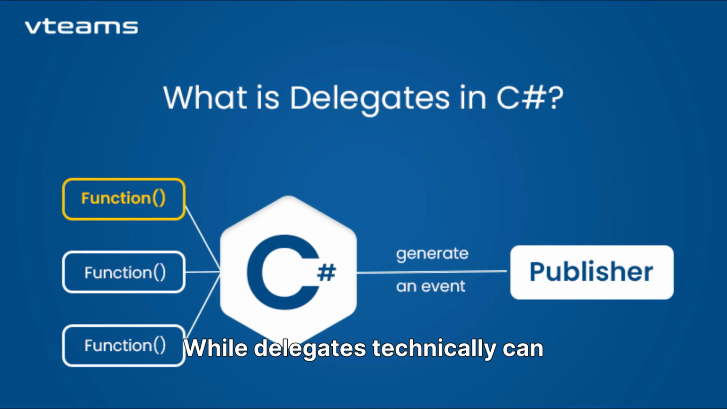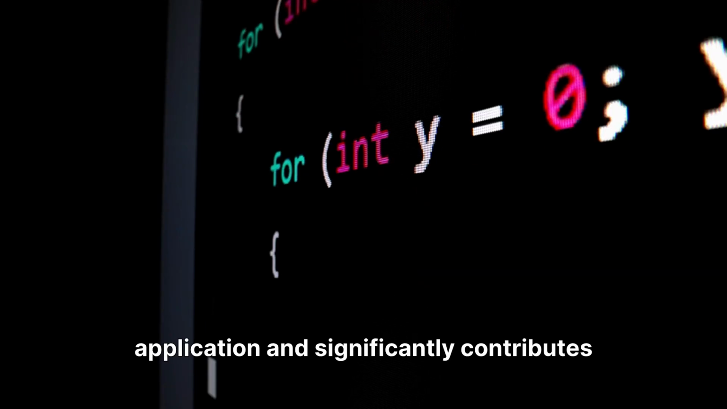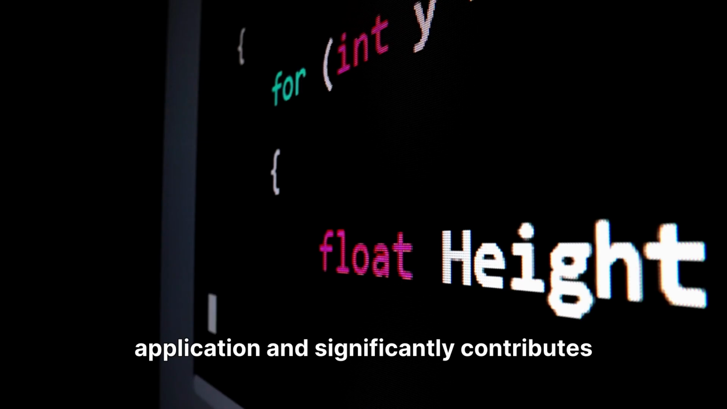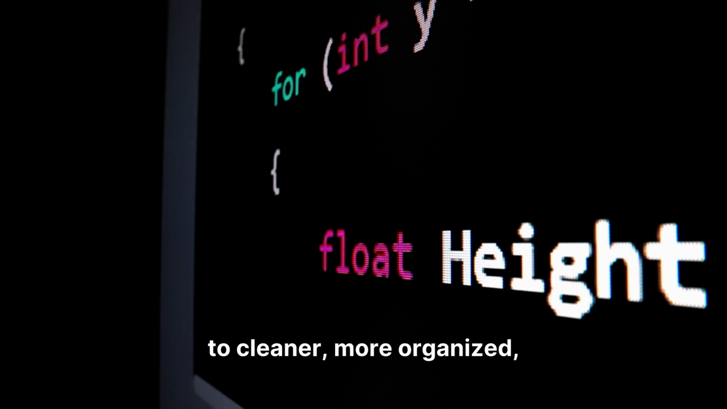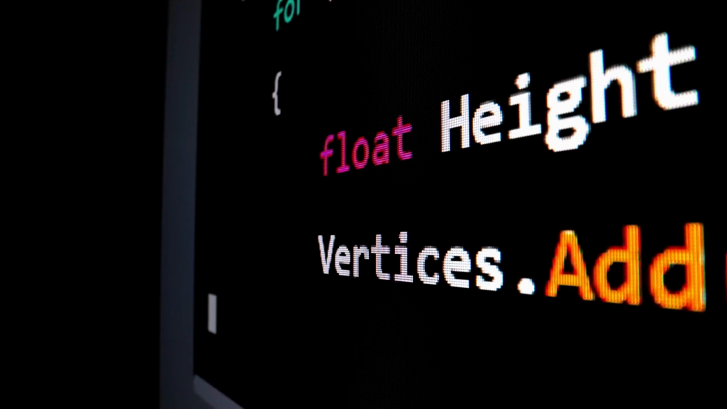While delegates technically can be declared either inside or outside a class, it's generally considered a best practice to declare them outside, typically at the namespace level. This promotes broader accessibility and clearer separation of concerns. Declaring them outside ensures broader accessibility across your application and significantly contributes to cleaner, more organized, and more maintainable code. This approach enhances modularity and reduces potential coupling issues.